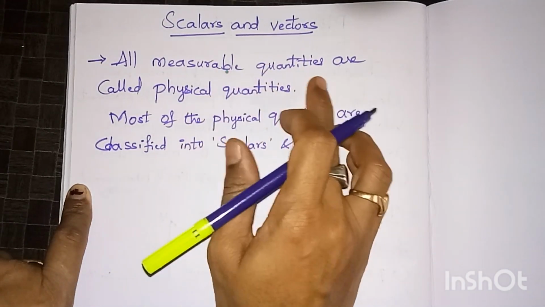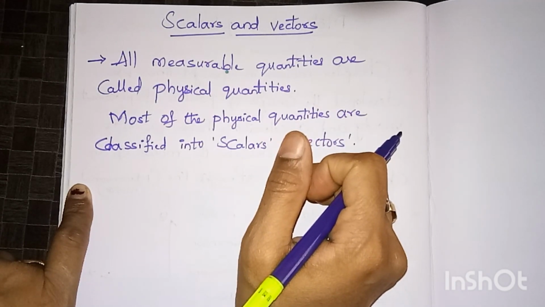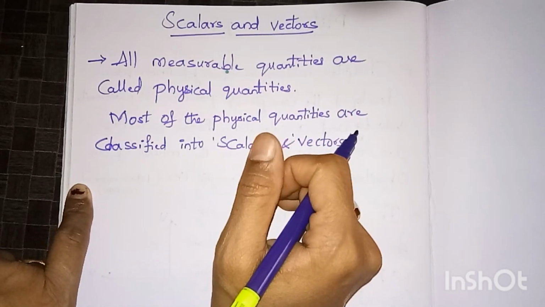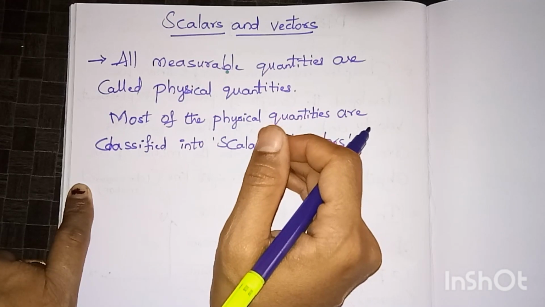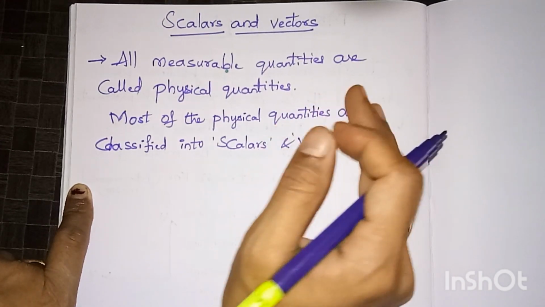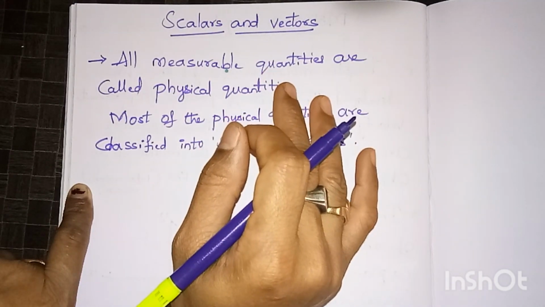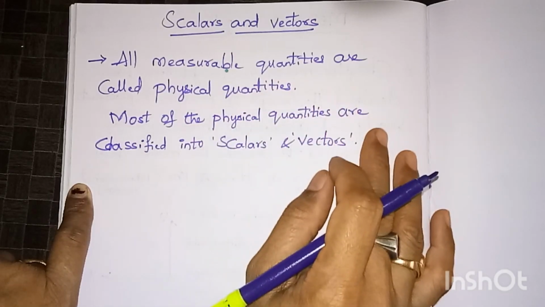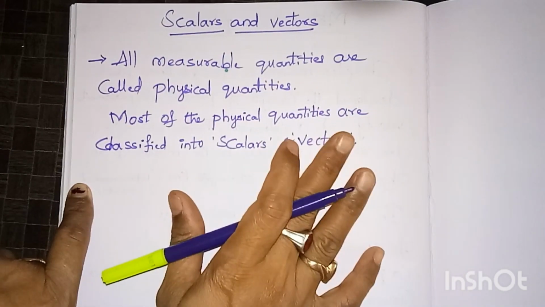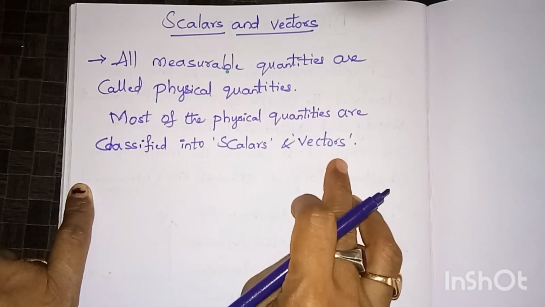What are measurable quantities? As you all know, we can measure speed by a speedometer, so that is a physical quantity. We can measure distance, displacement, velocity, acceleration. All those are physical quantities, so those are measurable quantities. Most physical quantities are divided into two types, that are scalars and vectors.